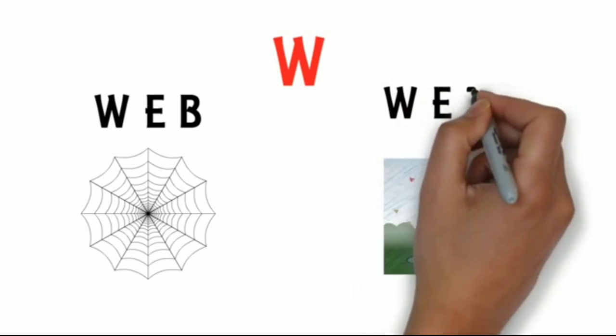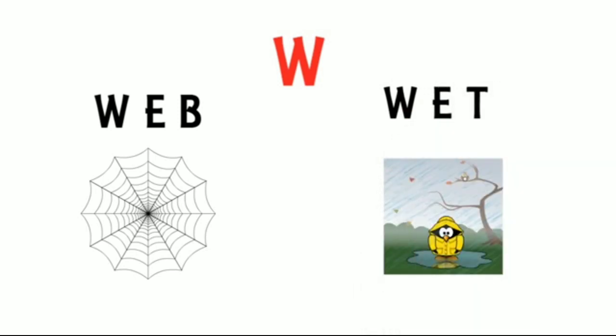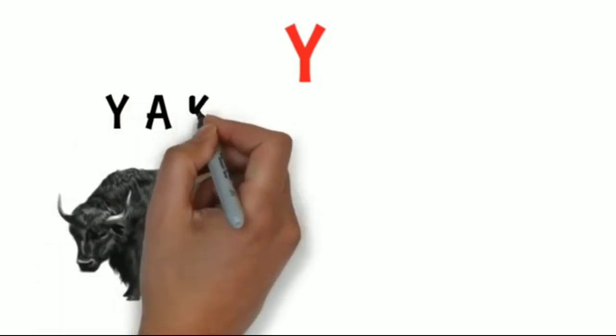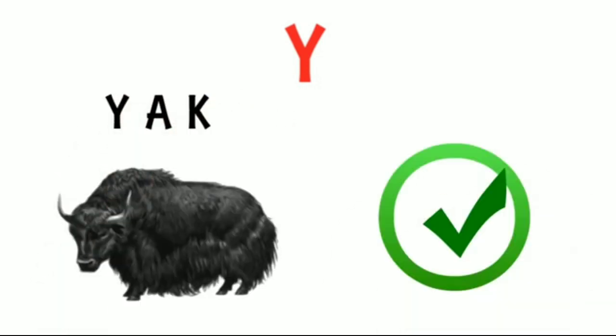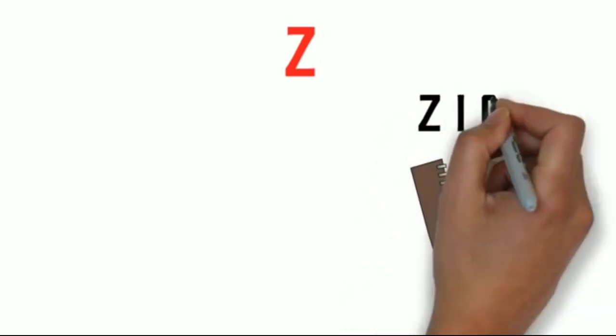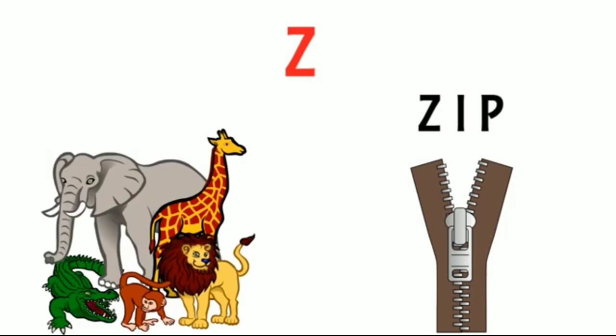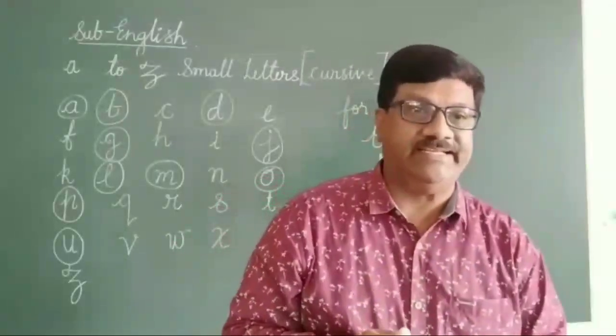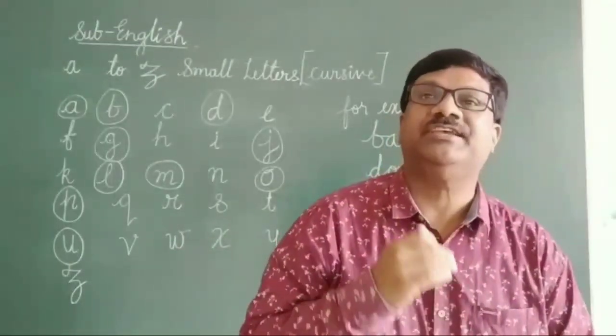W for web. W for wet. X. Y for yak. Y for yes. Z for zip. Z for zoo. So, let us practice how to write small letters in cursive.